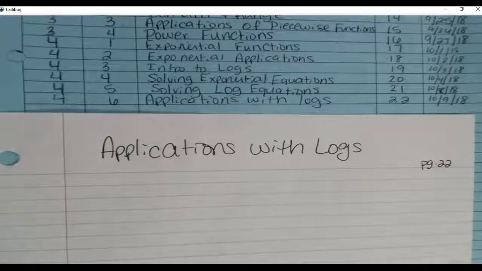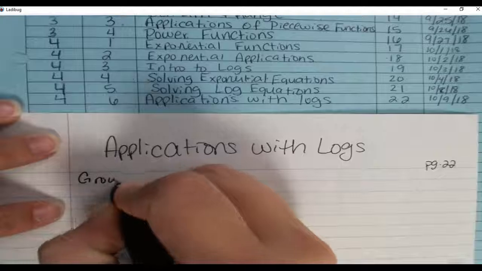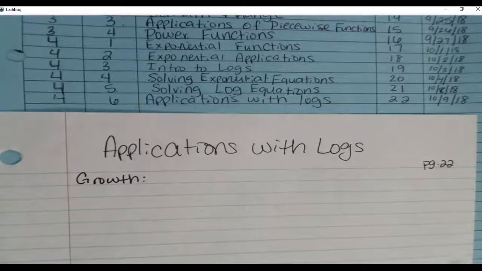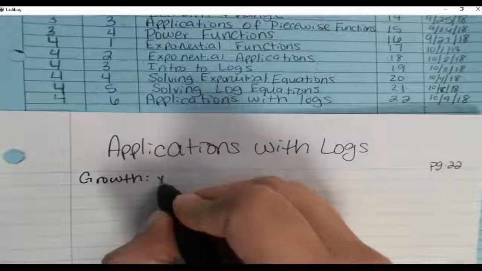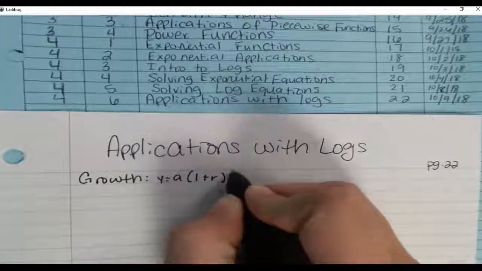Okay, we're talking about applications with logs. We're still looking at those same 4 formulas like what we did before. So let's write those just to remind ourselves. So remember, if your problem is talking about growth, so maybe population or even the value of something or whatever, you want to use the formula y equals a 1 plus r to the t.